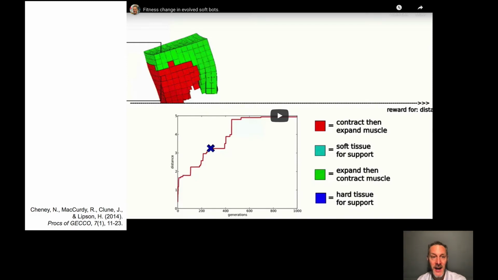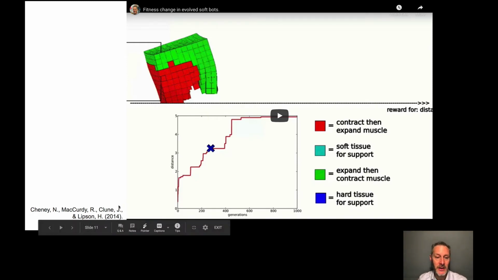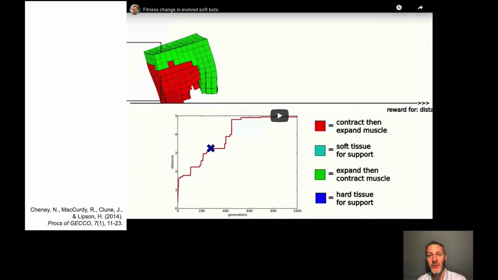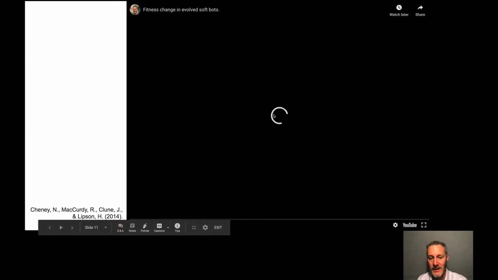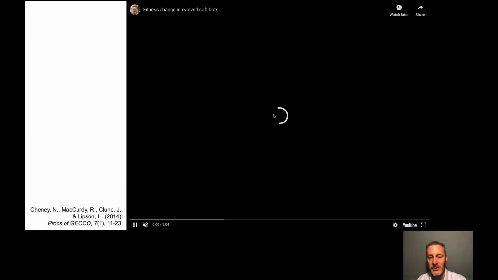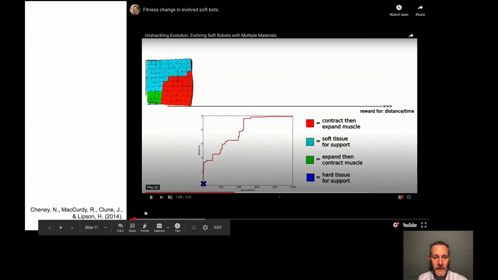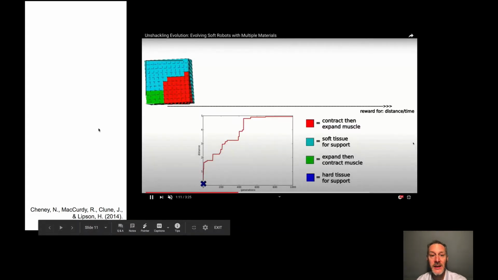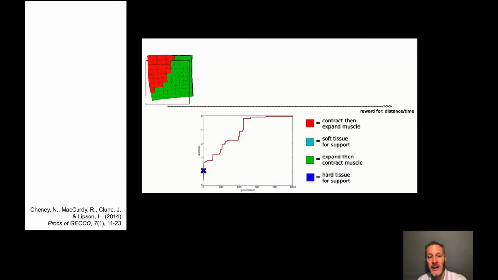Moving forward in time, Nick Cheney, Rob McCurdy, Jeff Clune, and Hod Lipson again adapted this idea of evolving virtual creatures in simulation to a new simulation which allows for the simulation of soft-bodied agents. So I'll let this video run as I explain what you're seeing here. You'll see the simulation at the top, and as you can see, we're now simulating soft-bodied robots using a finite element method, where the elements themselves are voxels or 3D pixels, little cubes.